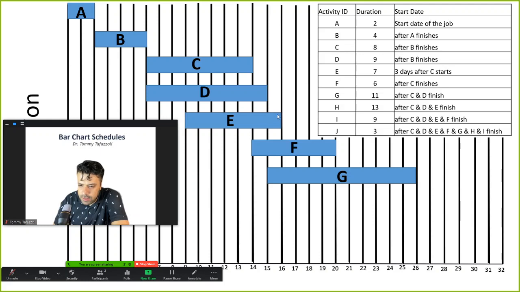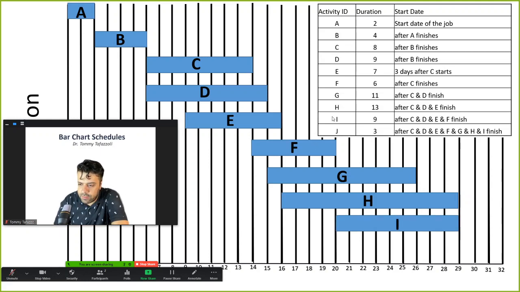And then we have H, which has to wait for 3 activities, C, D, and E. E is the determining one because it finishes the latest. And then you have I that starts after 4 activities finish, C, D, E, and F. So the latest of all is F, and then I can start. And activity J will depend on a lot of activities, so you should just see which one finishes the latest. In our case, H and I finish the latest, and then J can come, and it will take 3 days. So our bar chart will look like this.